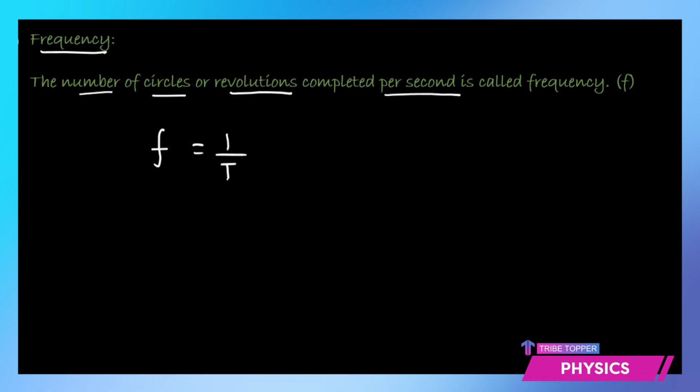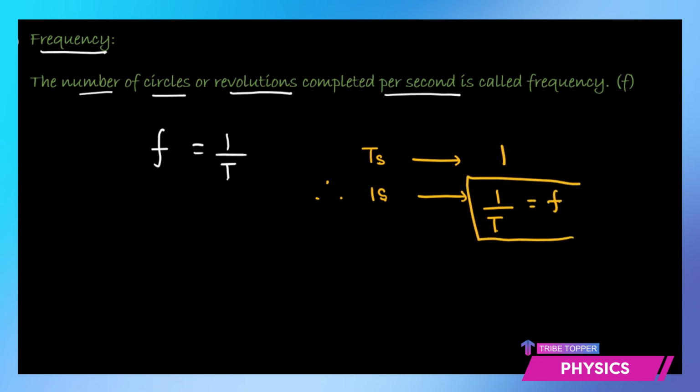Now, how do I get that? We say that in T seconds, the number of oscillations is 1. Therefore, in 1 second, the number of oscillations would be 1 by T. And this number of oscillations in 1 second, which is 1 by T, is actually the frequency. Therefore, f is equal to 1 by T. It's very obvious they are inversely related. If it takes more time to complete one revolution, you will obviously have a lesser number of revolutions per second. The unit of frequency is hertz, while that of time period is seconds.